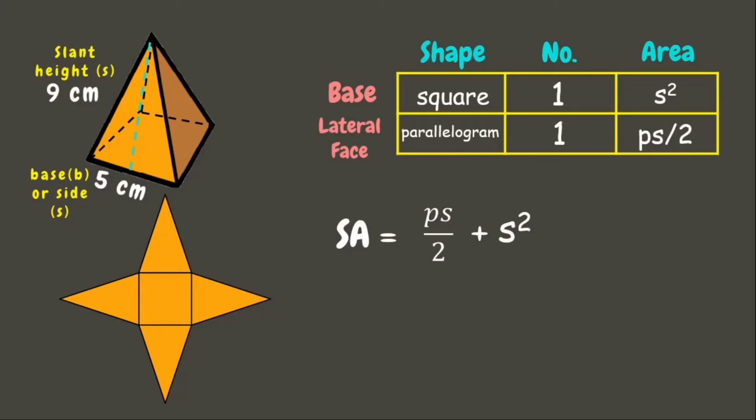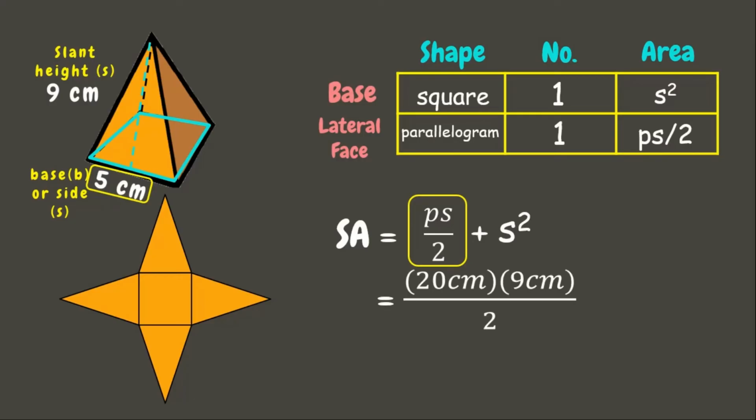Now let us solve. First, let us get the perimeter of our base. Here we have a square as our base, and the measure of its side is 5 centimeters. Since a square has 4 sides, that means 4 times 5 centimeters would be 20 centimeters, and that is the perimeter of our base, times the slant height of our figure, which is 9 centimeters, divided by 2. 20 times 9 is 180, divided by 2 is 90 square centimeters.